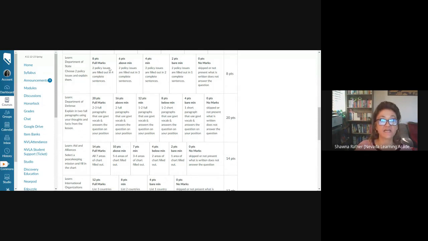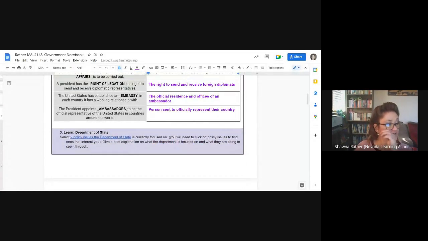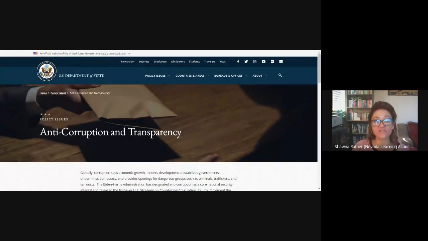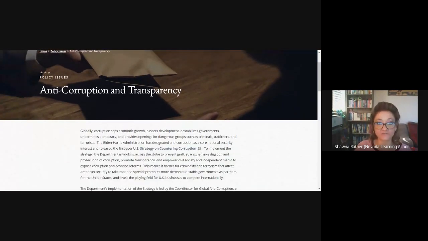And it says under Secretary of State, we need to do 2 policy issues that are filled out completely with at least 4 sentences. So we go to our notebook, and right here, it's a hyperlink. Remember, you click on the blue link. It says 2 policy issues that the Department of State is currently focused on. You'll need to click on policy issues to find ones that interest you, and give a brief explanation of what the department is focused on and what they are doing to see it through. So you click on the link. It's going to redirect us to the anti-corruption and transparency policy issues. That's where it wants us to go.